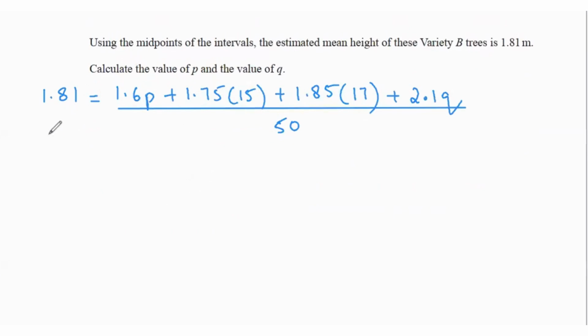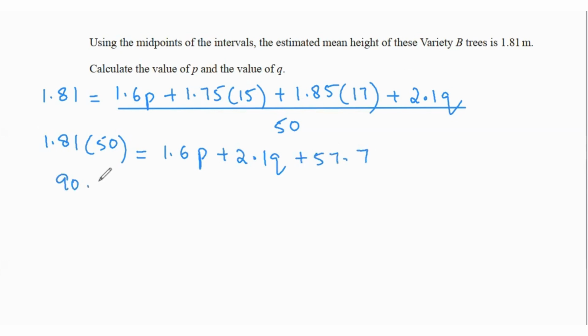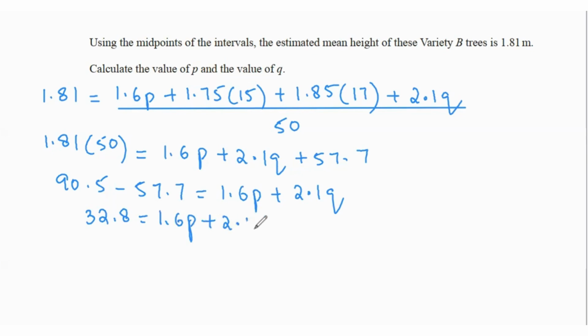So now, let's simplify this. 1.81 times 50, get rid of the fraction. And this is going to be 1.6p plus 2.1q plus 57.7. That's 90.5 minus 57.7 equals to 1.6p plus 2.1q. That gives us 32.8 equals to 1.6p plus 2.1q. This is our first equation.